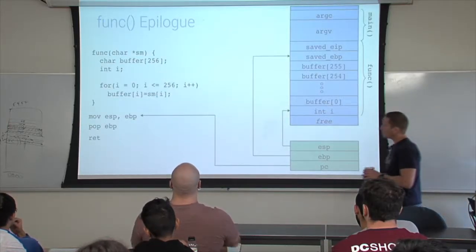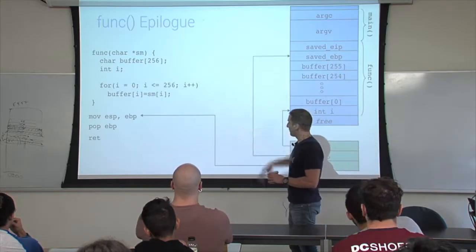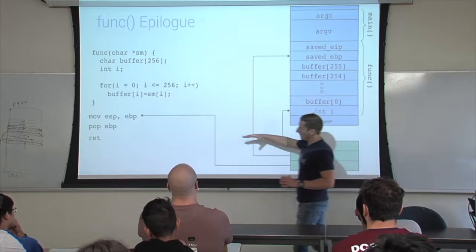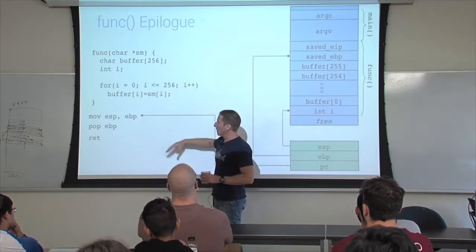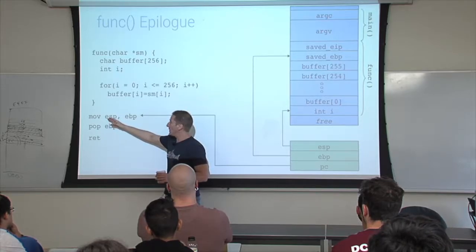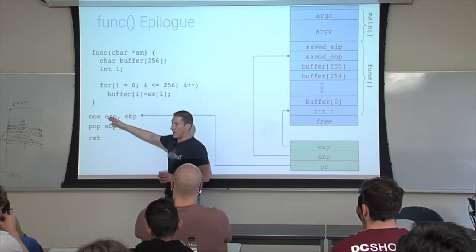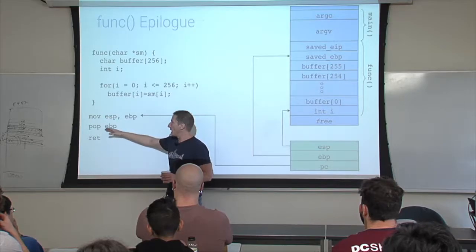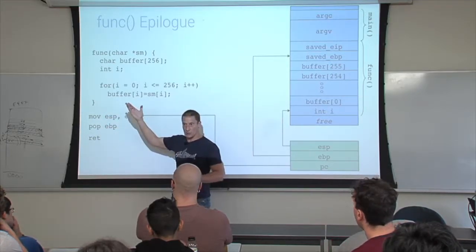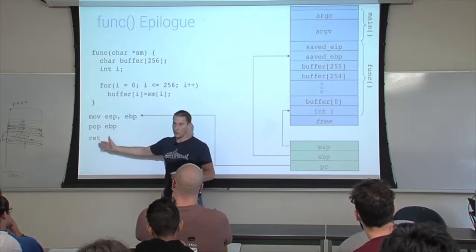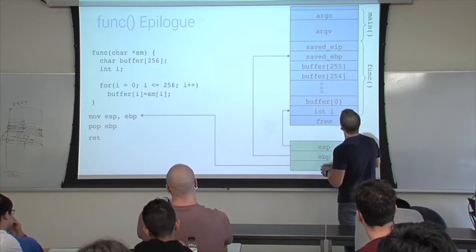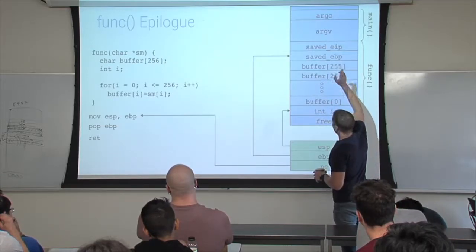So here you have your function. And this is, if you remember your epilogue in a function, fundamentally it moves into the ESP the EBP value, fundamentally annihilating the current frame, and then pops the saved EBP into EBP, restoring the frame, and then performs a ret that will take the saved EIP and jump to it.